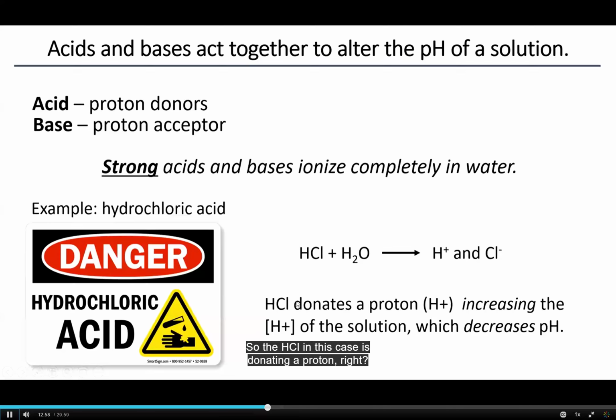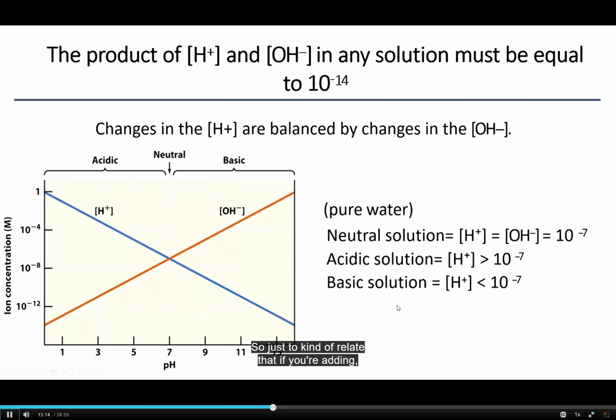So the HCl in this case is donating a proton, right? Its hydrogen is coming off, which increases the hydrogen ion concentration of the overall solution and will decrease or drop the pH. So just to relate that, if you're putting hydrochloric acid in water, it ionizes and is contributing more hydrogen ions to the surrounding solution. And so more hydrogen ions means that we are more acidic and the pH is low.